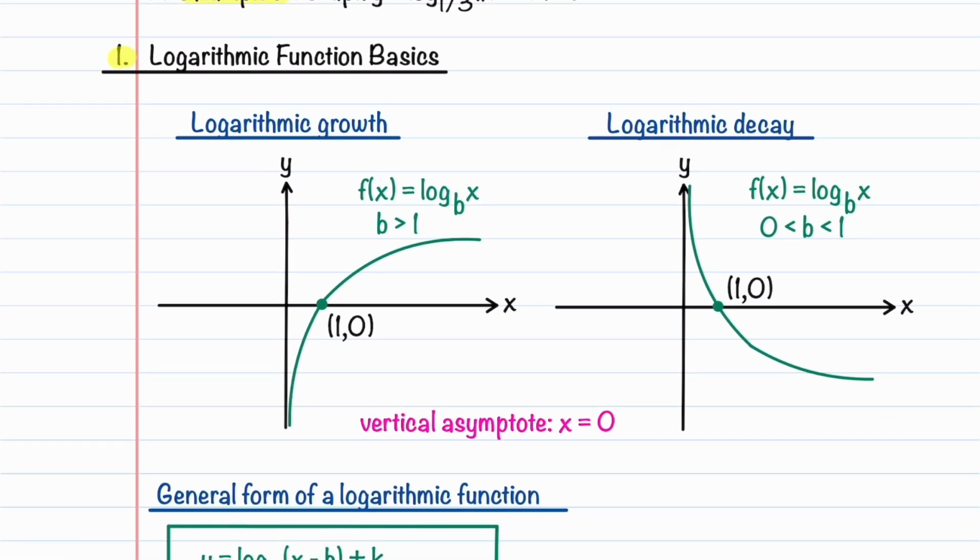We're going to start by looking at a basic logarithmic function. A logarithmic function can model either logarithmic growth or logarithmic decay. In both cases, our function is written as f of x is equal to log base b of x. When we have logarithmic growth, our base b is greater than 1. And then when we have logarithmic decay, our base b is between 0 and 1. Each of these graphs has a vertical asymptote x is equal to 0.